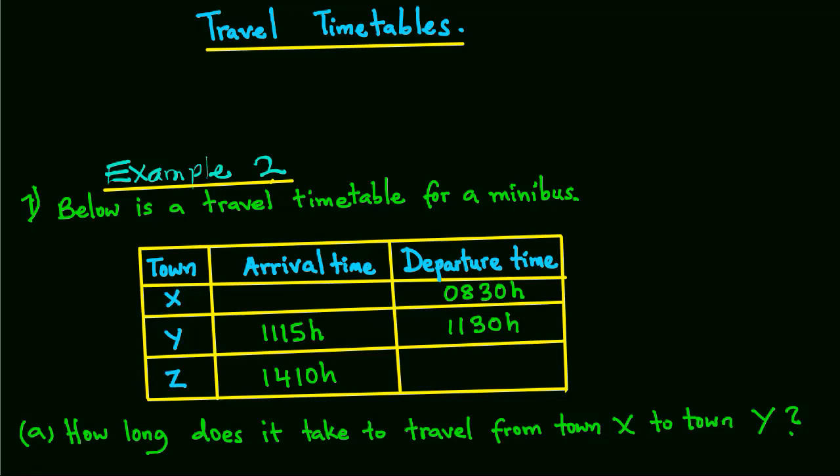Now let's talk about travel timetables. Travel timetables show the expected arrival and departure time for vehicles, ships, aeroplanes, and trains. Some tables even show the fares between towns.